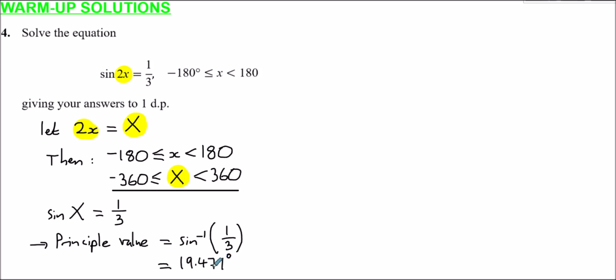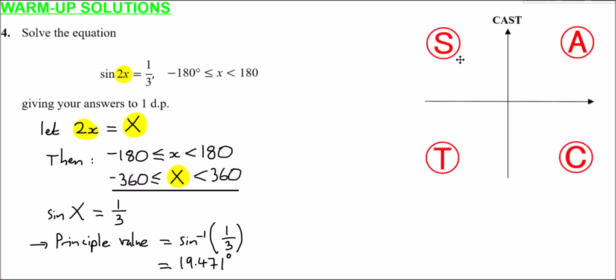Now, of course, there's going to be more values to find. We could have big X going from anywhere from -360 up to 360. So it's very likely that there'll be more solutions to find other than just 19.471. So at this stage, when we're solving these types of trig equations, we need to remember what diagram we can use. And that diagram is called a CAST diagram. So here's one I made earlier.